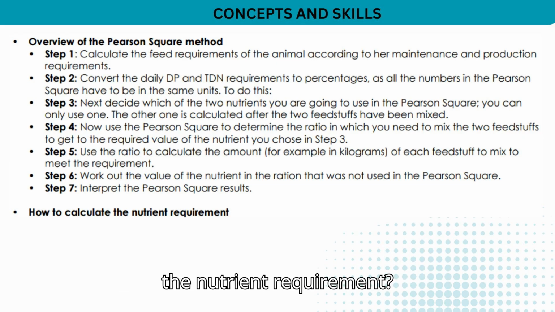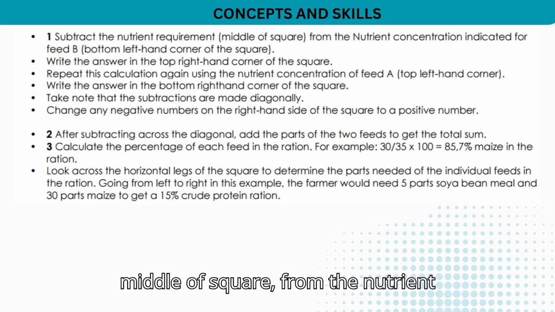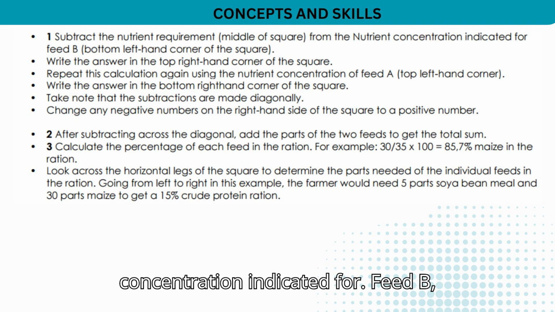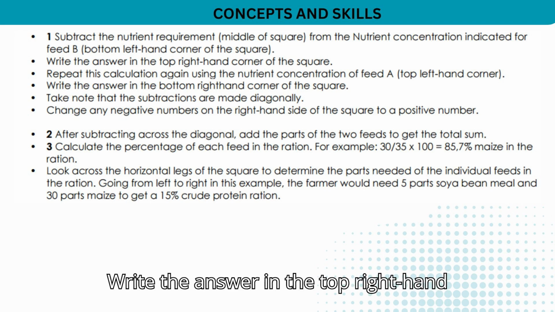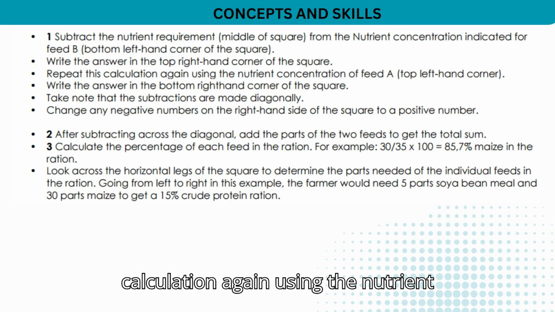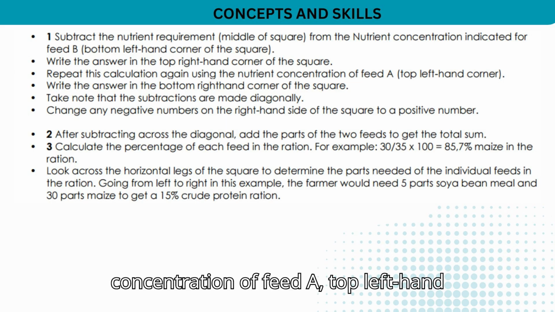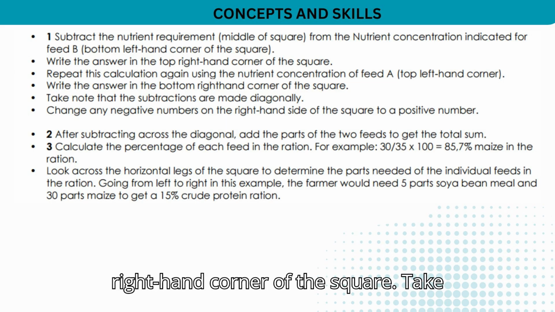How to calculate the nutrient requirement. 1. Subtract the nutrient requirement, middle of square, from the nutrient concentration indicated for feed B, bottom left-hand corner of the square. Write the answer in the top right-hand corner of the square. Repeat this calculation again using the nutrient concentration of feed A, top left-hand corner. Write the answer in the bottom right-hand corner of the square.